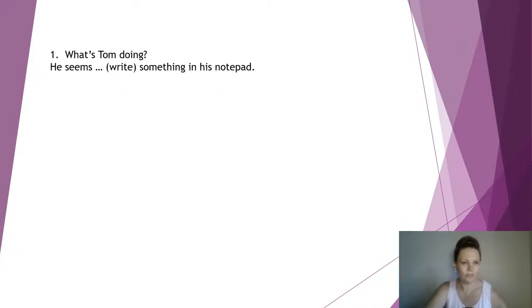And one more. You will need to open the brackets and also use the correct form of the infinitive. The first sentence: what's Tom doing? He seems to write something in his notepad. It is going on right now, and the best option is to use the continuous infinitive. So to be plus a verb with the ing ending. He seems to be writing something in his notepad.